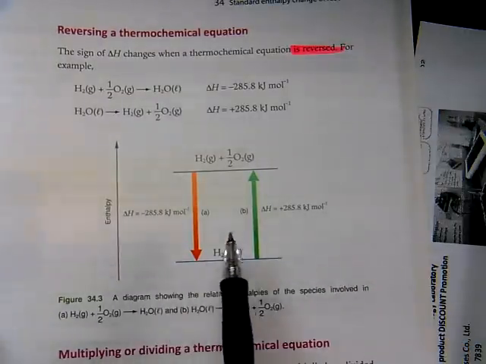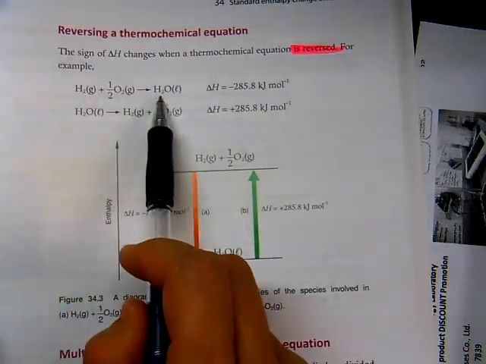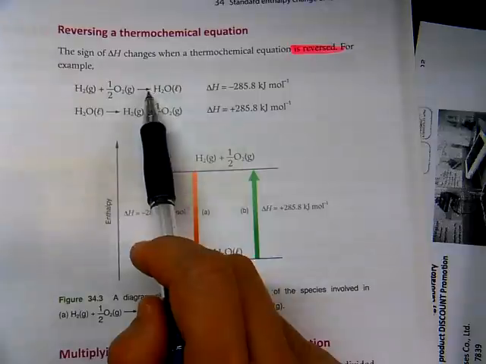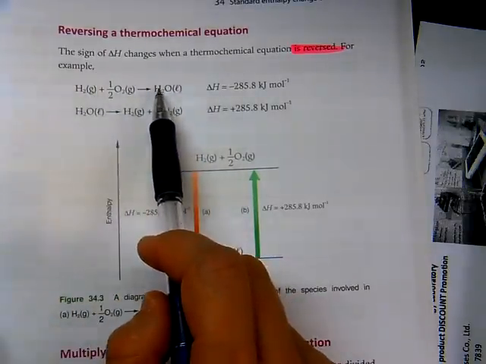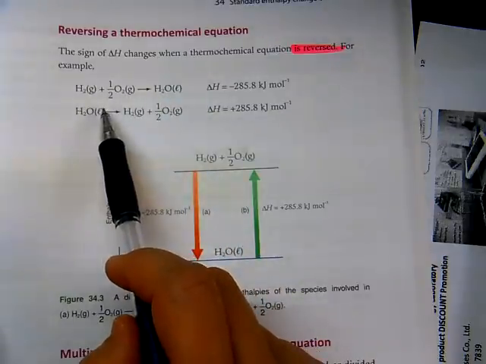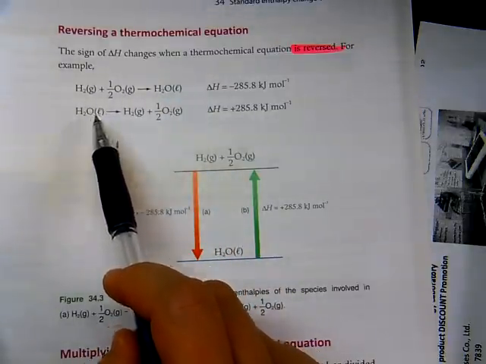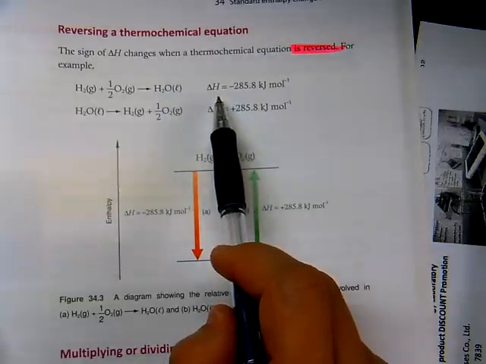Now, by using this example, I must emphasize, in writing an equation, the direction, that means which are the reactants and which one is the product, is very important. Don't reverse the equation. If you reverse the equation, the delta H will be different. Do you understand?